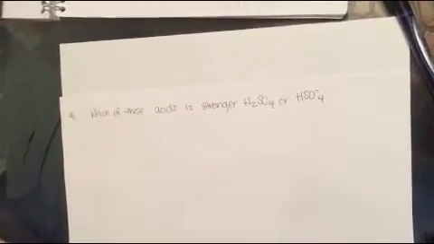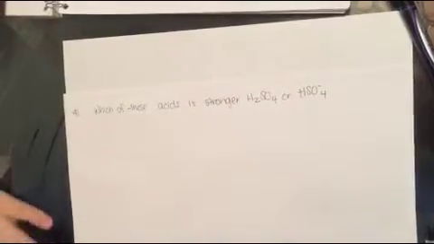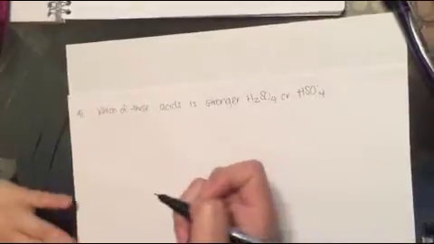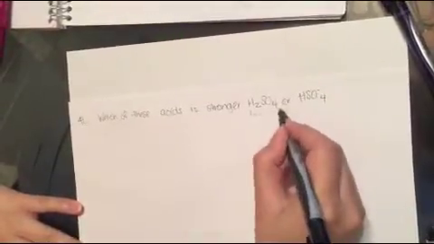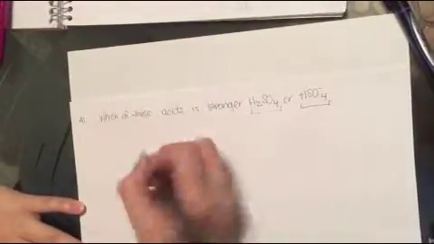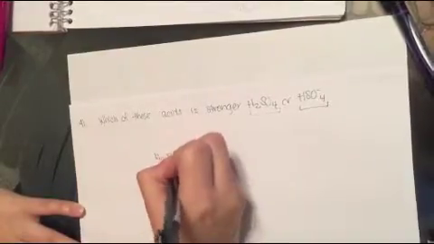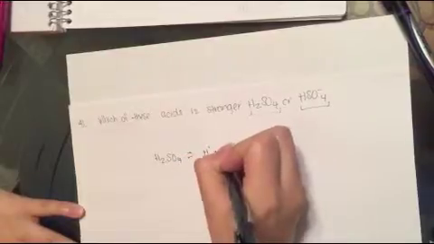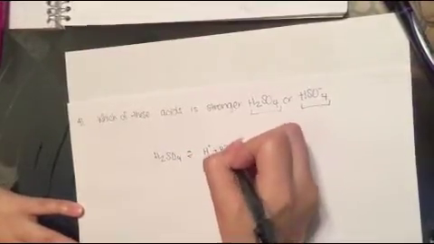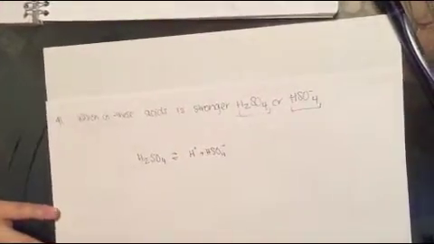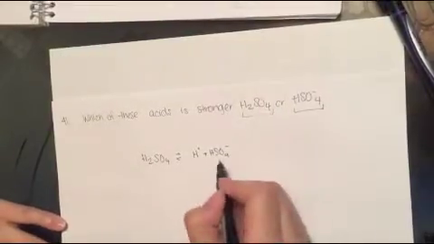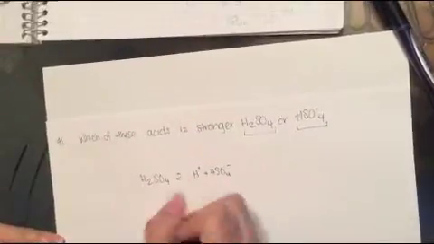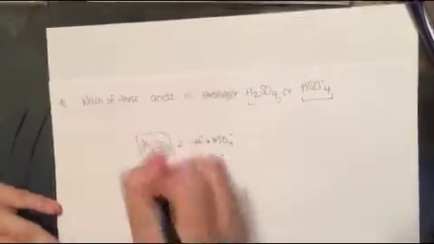Which of these acids is stronger, H2SO4 or HSO4 minus? So right here you know that this will dissociate into this. So then you know that HSO4 negative is a conjugate base, therefore the stronger acid will be H2SO4.